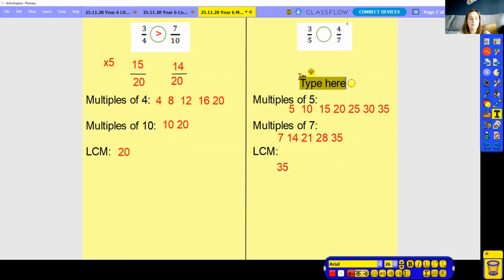So let's have a go at making them into 35ths. What do we do to the 5 to get to 35? We multiply by 7.